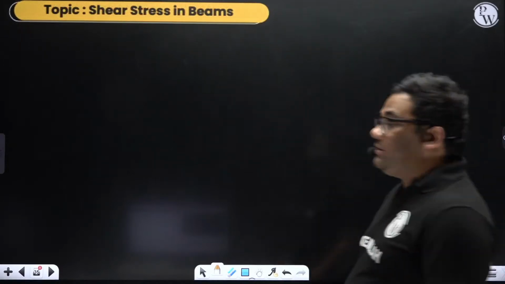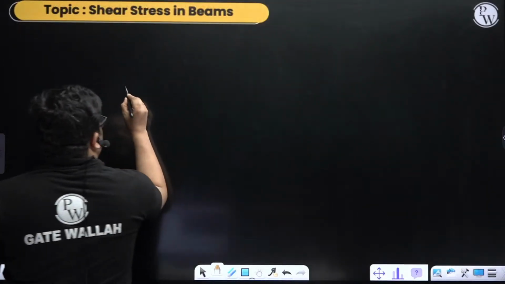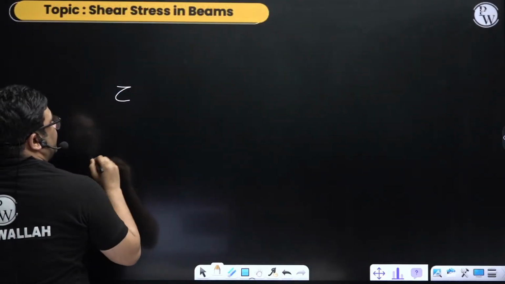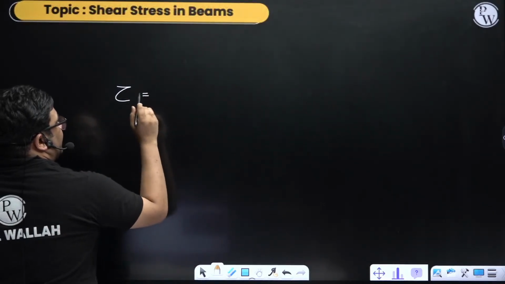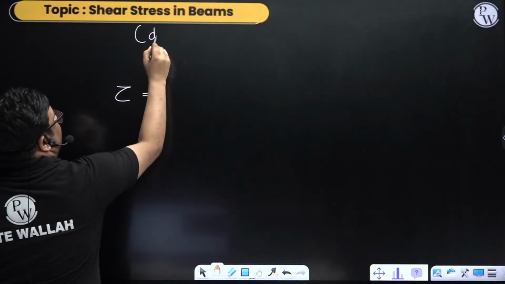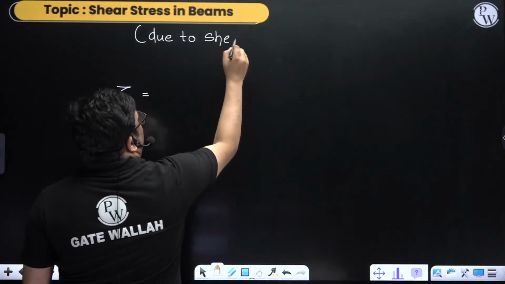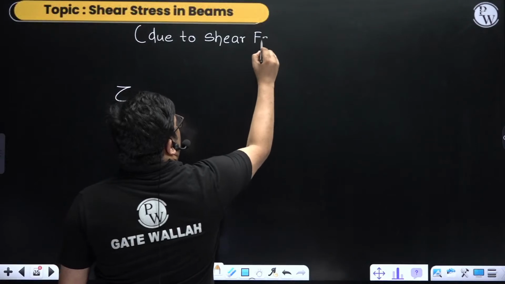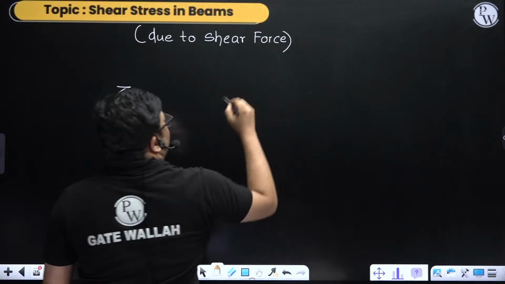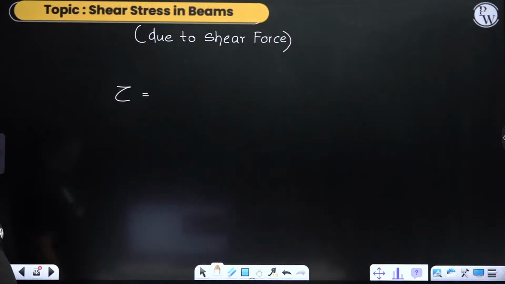Now how to find the shear stress in a beam? The shear stress equation here is due to shear force. Due to torsion there is also shear stress, as we have already discussed, but that we'll see tomorrow.